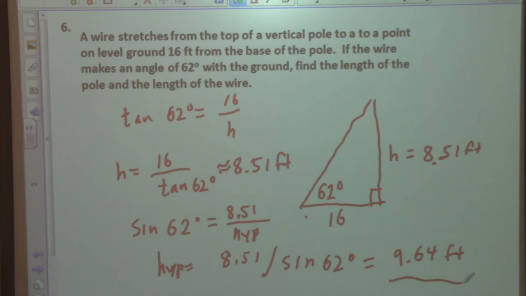Okay, did anybody do this using the Pythagorean theorem? No? No, okay. All right, thank you. Appreciate it. Okay, we'll go to number 7.